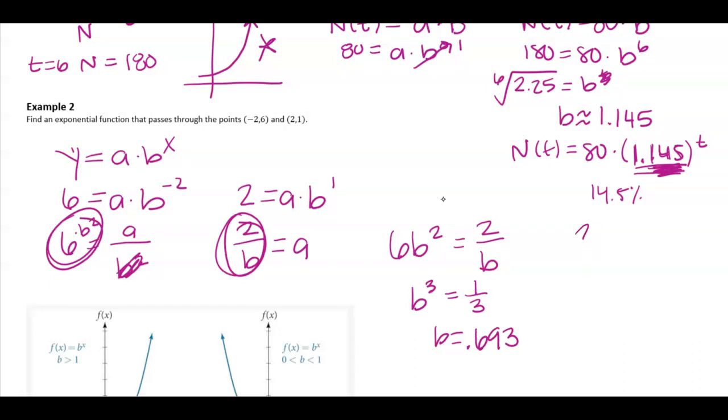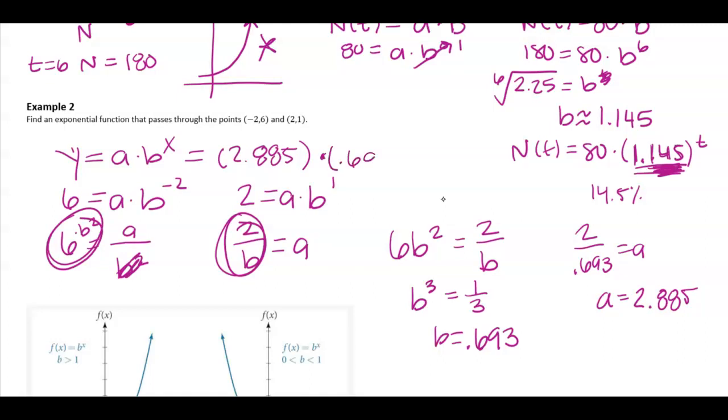And then I know that 2 over b gives me a. So a must be 2.885. So my equation up here must be 2.885 times my base to the power of x.